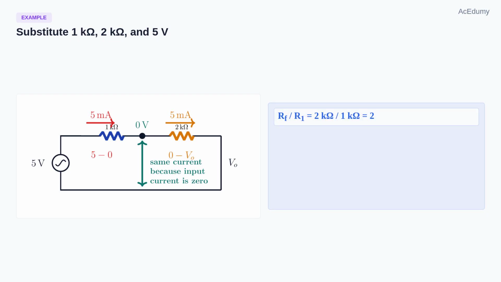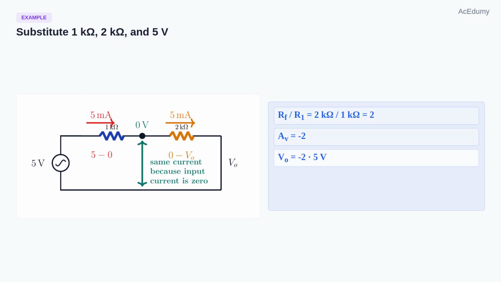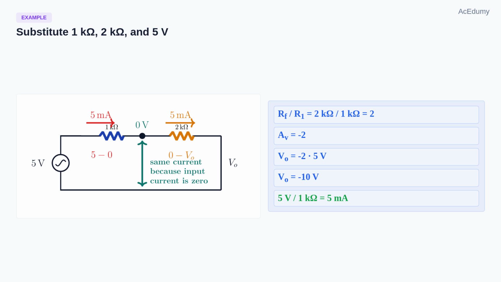Now plug in the numbers from the example. RF over R1 is 2 kilo ohms divided by 1 kilo ohm. The kilo units cancel, so the ratio is 2. Therefore, V output equals negative 2 times V input. If V input is 5 volts, then V output is negative 10 volts. Equivalently, the input current is 5 volts divided by 1 kilo ohm, which is 5 milliamps. The same 5 milliamps through 2 kilo ohms gives 10 volts across RF, and the output side must be negative.